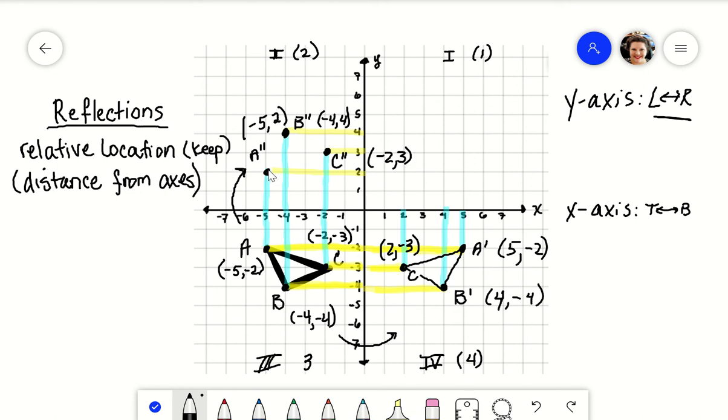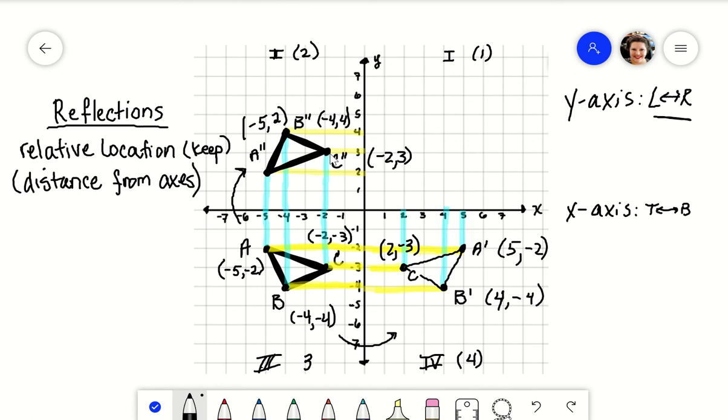So again, my distance relative to the axes is preserved, and the relative location is reversed in terms of top and bottom. So in my pre-image, A was on the top left. Now in my image, A is on the bottom left. B was on the bottom middle. Now B is on the top middle. And C was on the middle right, and now it's still on the middle right.